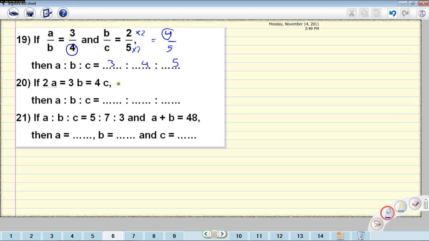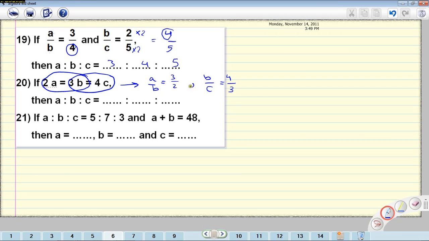And for number 20, I did something like this in the class. 2a equals 3b equals 4c. The question has asked me to find a to b to c. For this equation, 2a equals 3b, I can write that a over b equals 3 over 2. And for this one, 3b equals 4c, I can write that b over c equals 4 over 3.